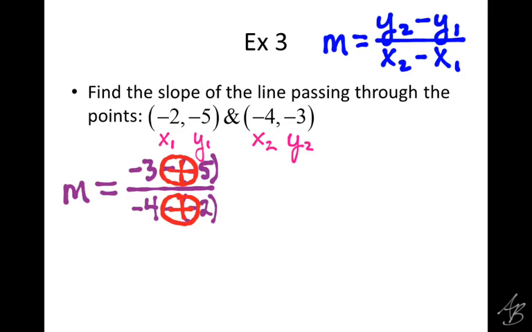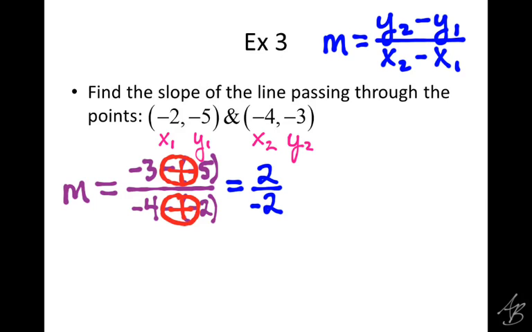So on top, we have negative 3 plus 5. That's going to be a positive 2. Since this is now a positive 5, we have more positives than negatives, so we're going to get a positive 2 on top. And then on the bottom, we have negative 4 plus 2. We have more negatives than positives on the bottom, so this is going to be a negative 2.